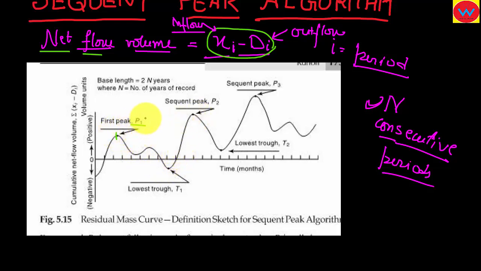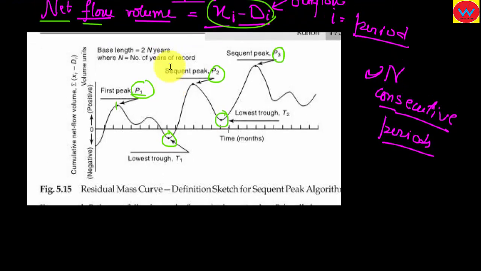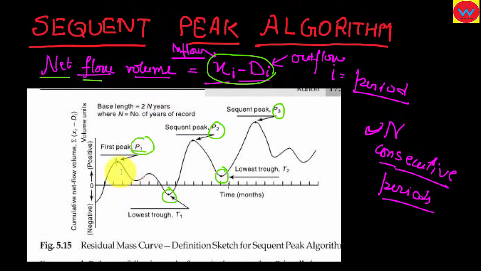Here you will see that there are peaks P1, P2, P3, and there are troughs. Troughs are low points, and P1, P2, P3 are high points. So you will see that there are seasons when storage is there, and there are some times when your demand exceeds inflow or your net flow volume is very low. How you calculate your storage will depend on these P1, T1, P2, T2, P3, T3, and likewise.